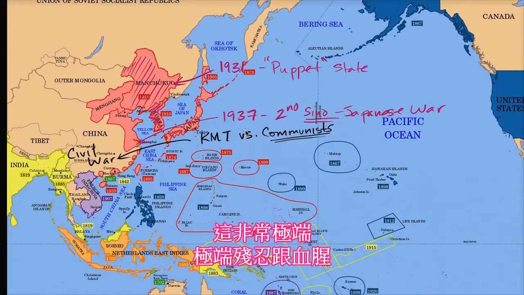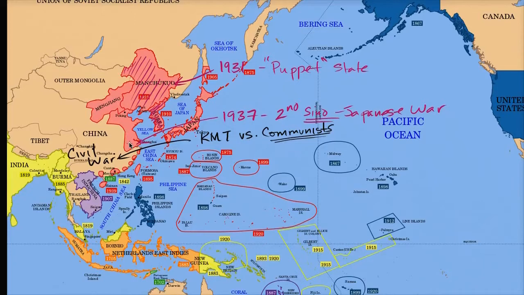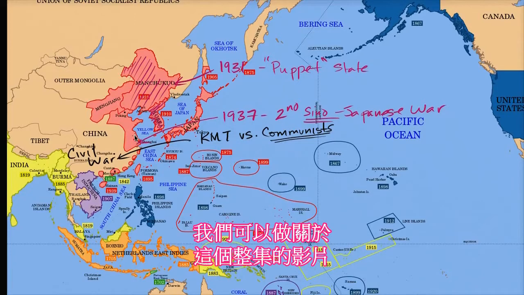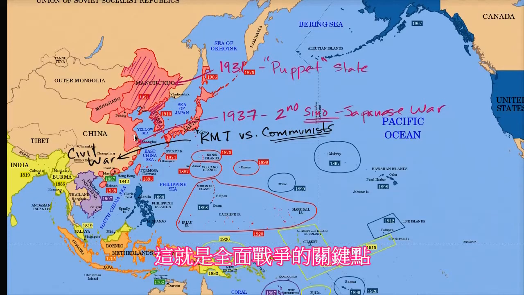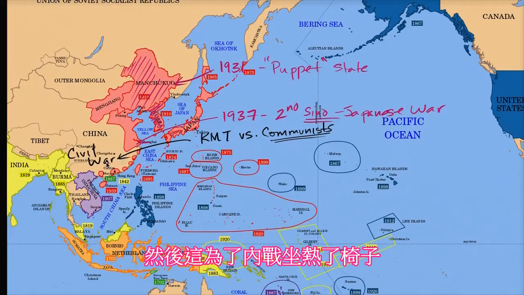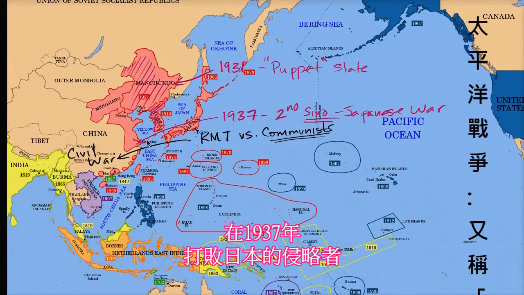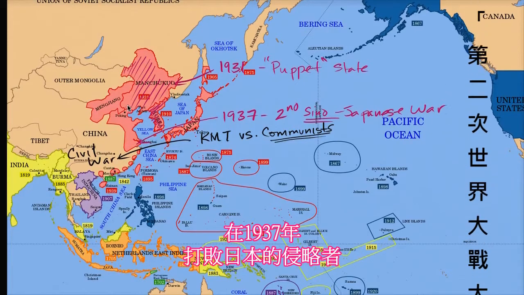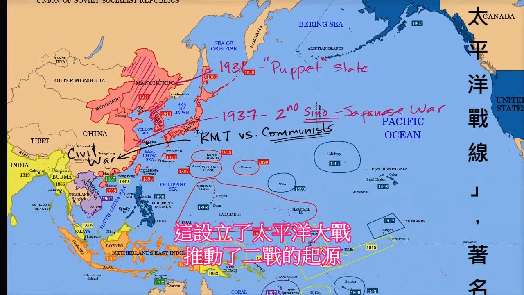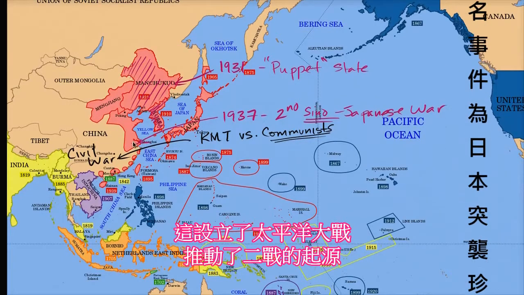This is incredibly brutal and incredibly bloody, a lot of civilians affected. We could do a whole series of videos just on that. But at this point, it does become all-out war, and this causes the civil war to take a back seat to fighting off the aggressor of Japan in 1937. So that lays a foundation for what's happening in the Pacific in the run-up to World War II.